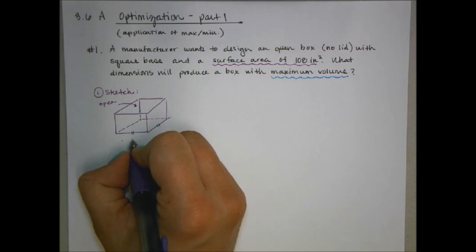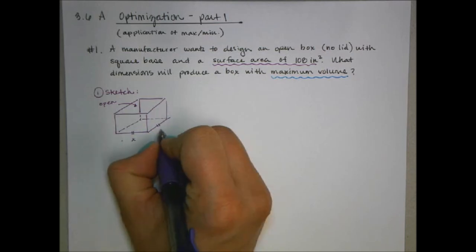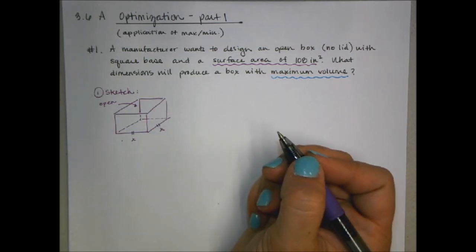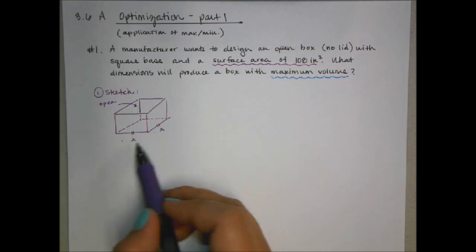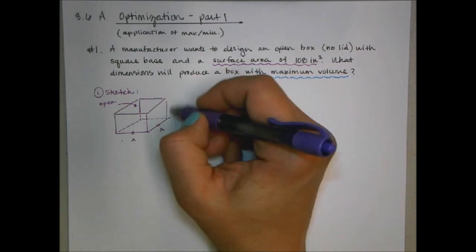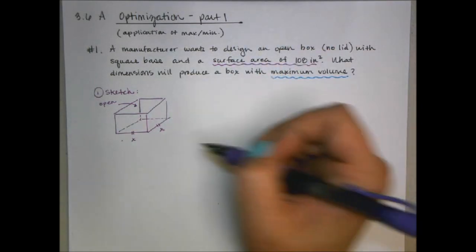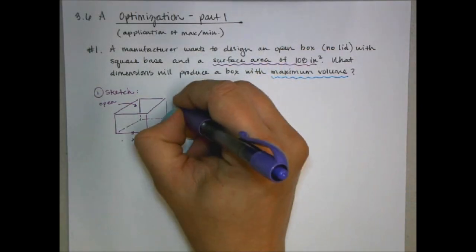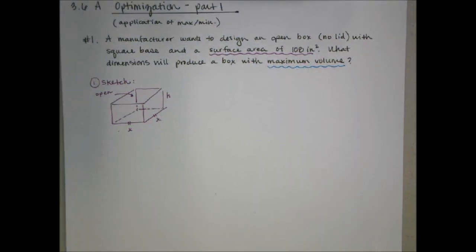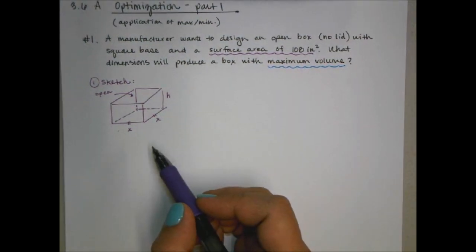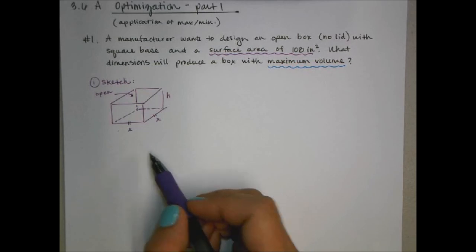So let's go ahead and label our box. The base, let's say it's measuring x by x, since those two sides have to be the same because it's a square, so we call them the same thing. Now the height is something different. We don't know, and we don't know how it relates to x. So let's just call it h.